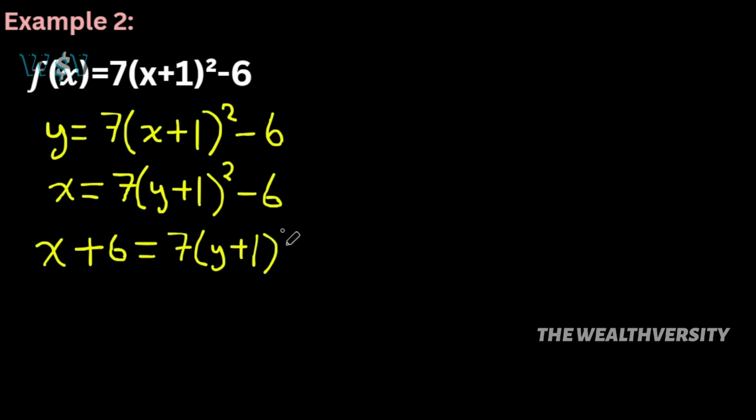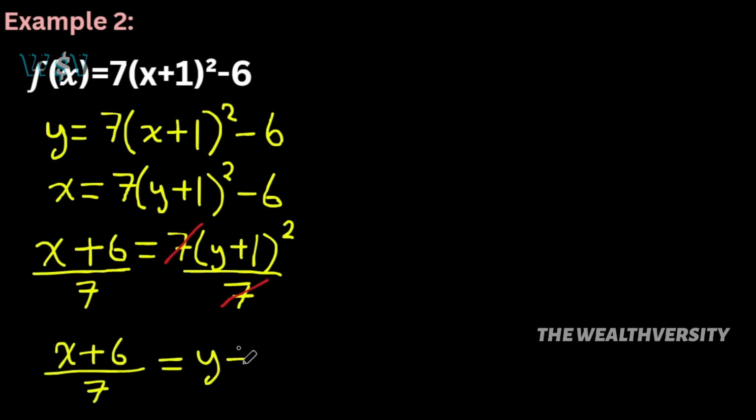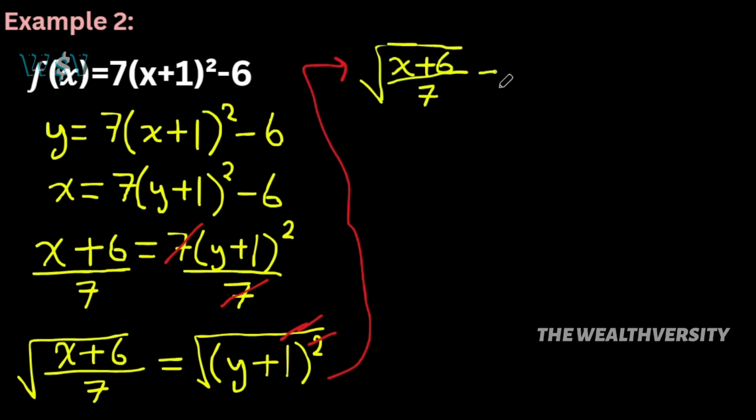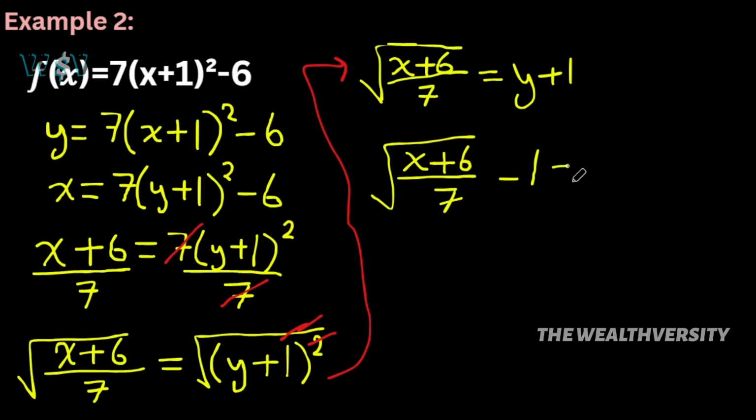Next, we divide both sides by 7 to get x plus 6 divided by 7 is equal to y plus 1 squared. To get rid of the power of 2, we square root both sides. So we get the square root of x plus 6 divided by 7 is equal to y plus 1. Lastly, we subtract 1 from both sides and get that the inverse is the square root of x plus 6 divided by 7 plus 1.